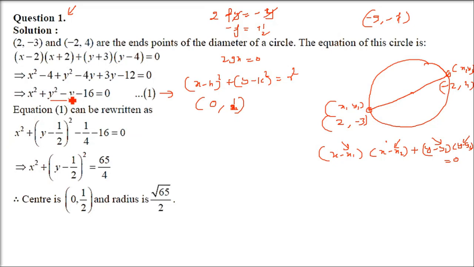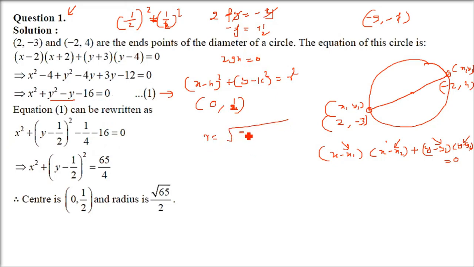Or the other method is to make the perfect square. So how to make a perfect square? Just take the coefficient of y, or x, but there is no x here. So take the coefficient of y, divide it by 2, square it, and add it and subtract it. When you do that, the equation will be (y - 1/2) whole square, and you subtracted 1 by 4, so that will remain.